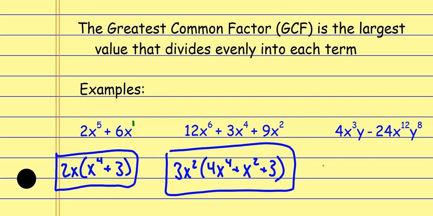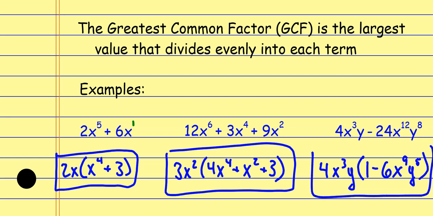This one, between the 4 and the 24, they each have a 4 in common. I can divide a 4 out. Between x to the 3rd and x to the 12th, the most I could take away in terms of x's is x to the 3rd. Between y and y to the 8th, I could take out a y. And now I divide, and here's the thing: 4x to the 3rd y divided by 4x to the 3rd y gives me a 1. Remember, when everything goes away, you're left with a 1. And then here, this gives me a 6. Again, when I divide, I subtract the exponents. That's a 9 and a 5. Okay? But again, greatest common factor. What's the biggest thing that we can divide out? Divide it out. That's the process of factoring.